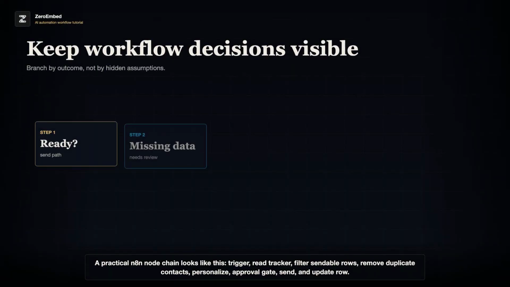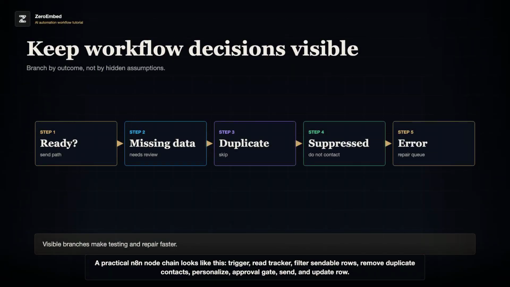A practical n8n node chain looks like this: trigger, read tracker, filter sendable rows, remove duplicate contacts, personalize, approval gate, send, and update row. Keep each decision visible. Do not hide eligibility, duplicate checks, or approval inside one large code node unless the logic is tested separately. When the workflow fails, visible steps make it clear whether the issue was data, provider credentials, model output, or write back.